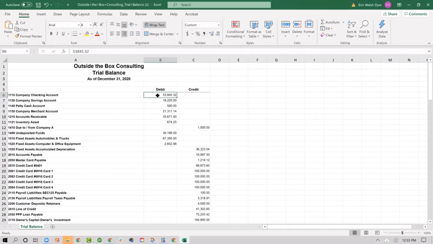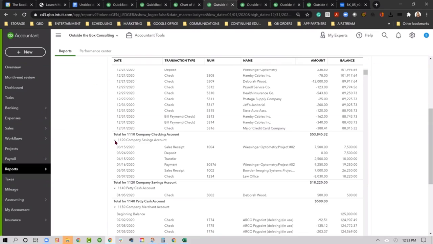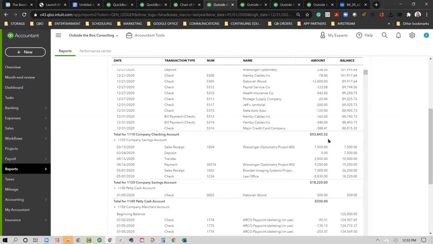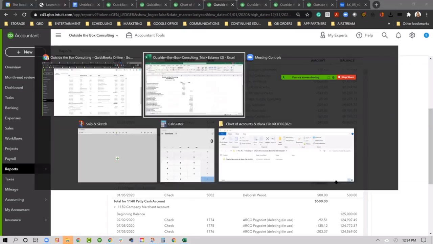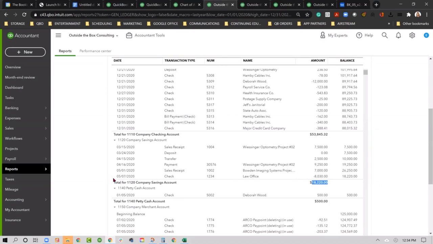I've got an easier way to do this. Instead of me scrolling all the way down, this actually lets me collapse the activity. So now I know the savings account is 18,220. Copy that. Well, I think I copied it. Copy that, and maybe paste it there. I don't have to. The number is already there. And so I'm just going to bring all these balances over.